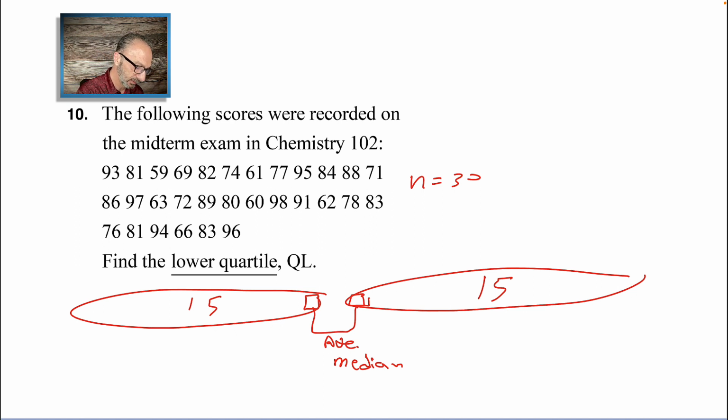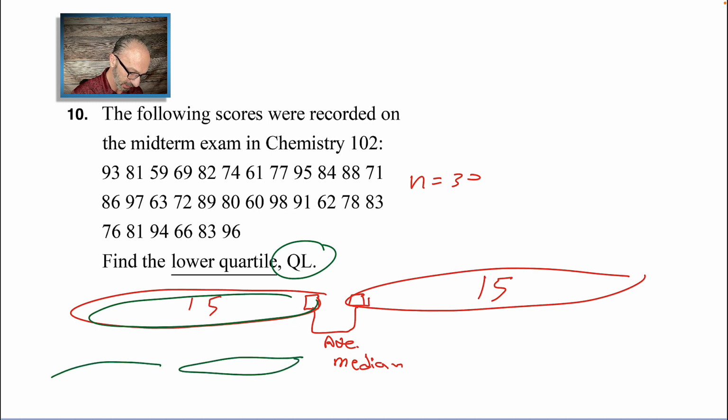Now, here's another concept. Since we are focused on the lower quartile, we are thinking about this 15 right here. So we have to think this way. 7 right here, 7 right here, that will make it 14. This right here will be the lower quartile. And that's how we do it.